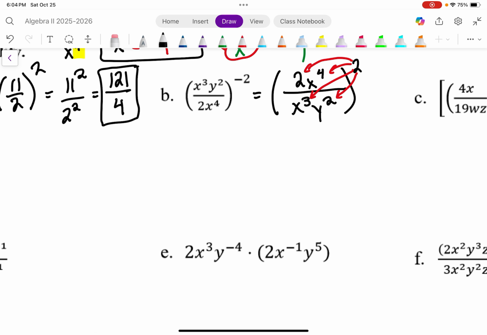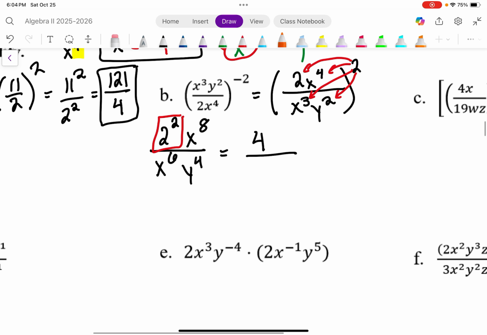So we would have 2 squared, and when we have a power to a power, we multiply. So we have x to the power of 4 raised to the power of 2, so 4 times 2 is 8. Then on the bottom, x to the power of 3 raised to the power of 2, 3 times 2 is 6. And then y to the power of 2 raised to the power of 2 would be y to the power of 4. Anytime you have numbers with an exponent, you are expected to evaluate those. So 2 to the power of 2 is 4.